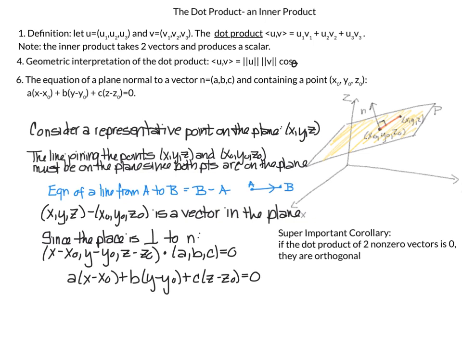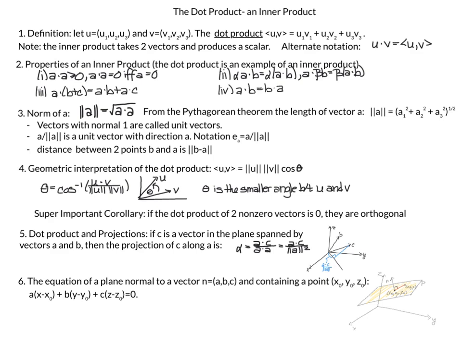For this reason, we couldn't just dot x naught, y naught, z naught with n. What we had to do is take a representative point on the plane to create a vector in the plane. And then we can dot it with the normal and say it is equal to 0. Now that we've covered the main ideas, I have 5 examples to go through with you.